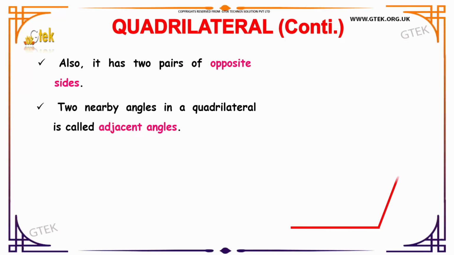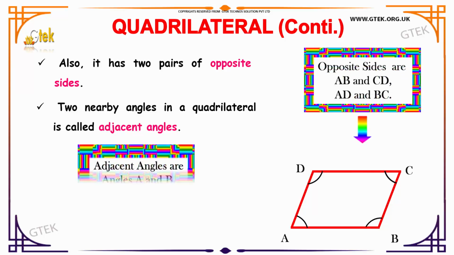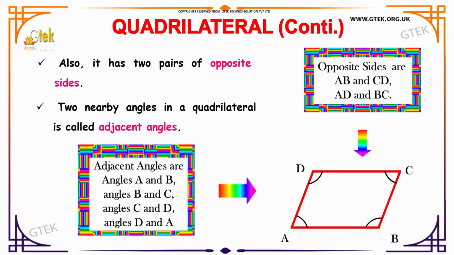Your quadrilateral also has two pairs of opposite sides. So if you see, the opposite sides in this quadrilateral are AB and CD, and the other opposite sides are AD and BC.